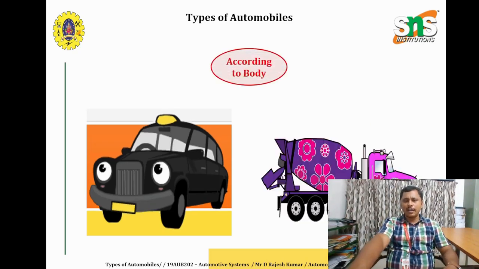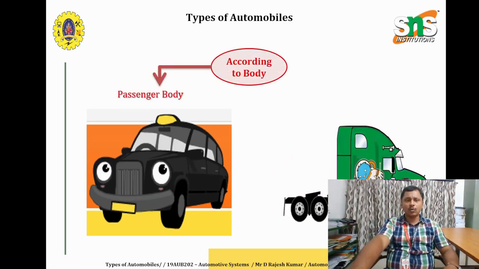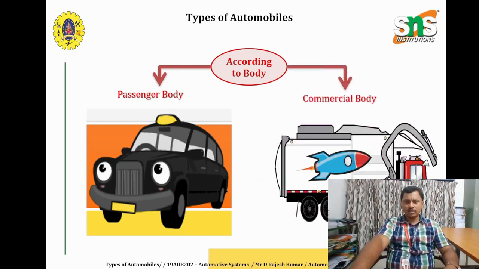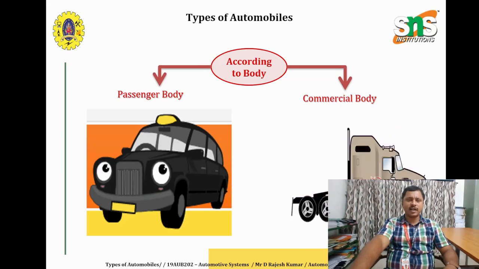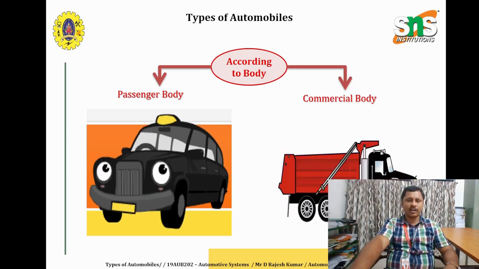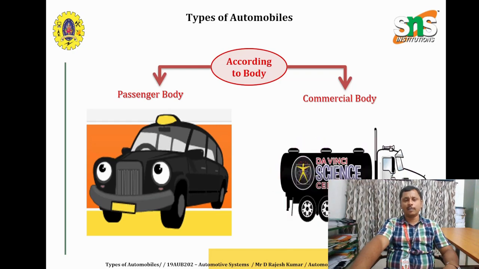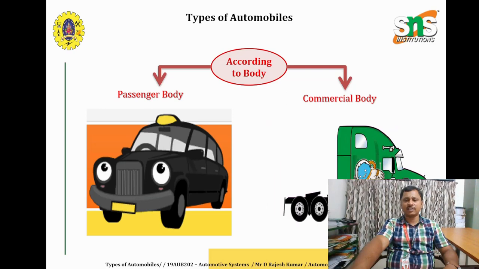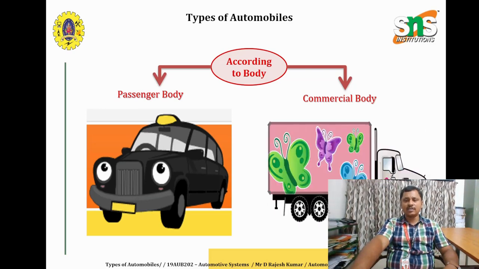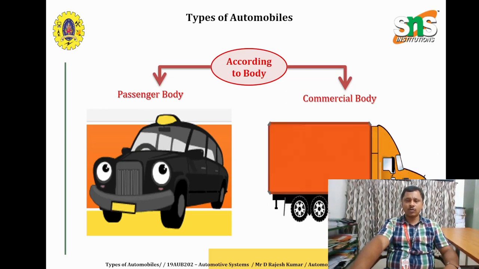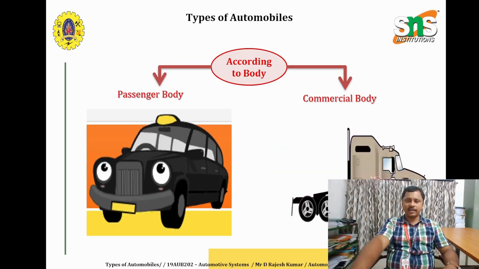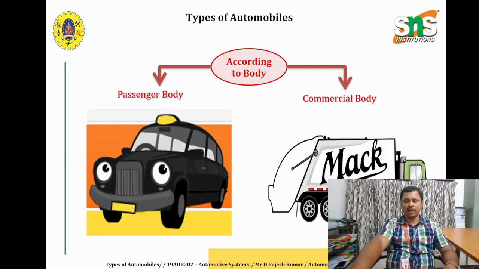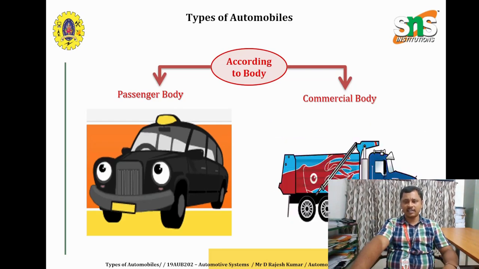So according to the body, the automobile is classified into passenger body and commercial body. Passenger body means you can see here the car kind of thing where you can find seating for the passengers, whereas in the commercial body type you can see different kinds of trucks over the animation on the slide. You can see here concrete trucks, goods carrier trucks, and tipper trucks which are used to lift the load and unload the raw materials.